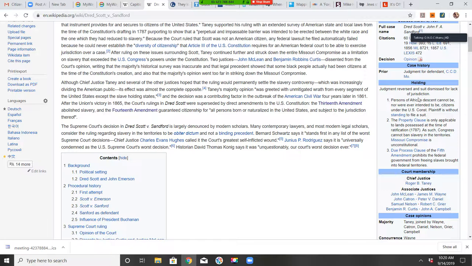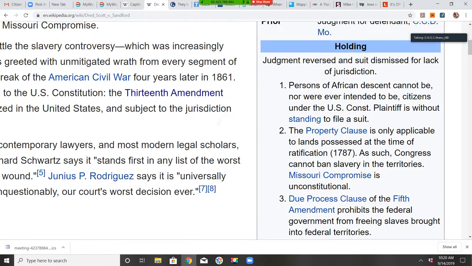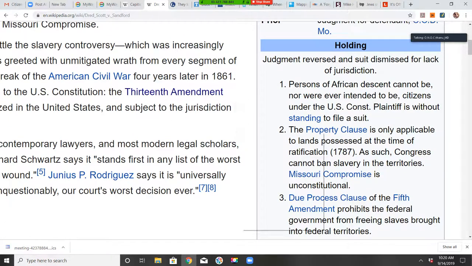We're going to go to the holding. And we've been here before. We're going to go again, because this case is so important. This is the holding that was superseded. So we can look at this and we can say, alright, from this holding, 1, 2, 3, and then this right here at the top, judgment reversed and suit dismissed for lack of jurisdiction. Alright. Persons of African descent cannot be nor ever intended to be citizens under the U.S. Constitution. Plaintiff is without standing to file suit.